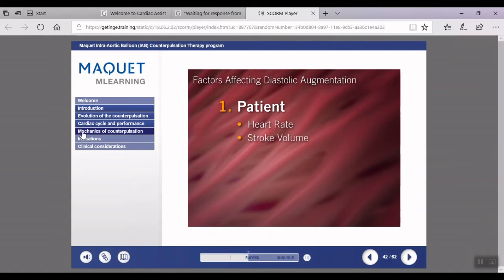A decrease in stroke volume can reduce diastolic augmentation. If there is less volume being ejected into the aorta, there is less volume being displaced by balloon inflation and therefore less augmentation. Tachycardia, hypovolemia, and poor left ventricular ejection are all factors that can cause a drop in stroke volume. Reduction in mean arterial pressure can also reduce diastolic augmentation, especially if it falls below 40 millimeters of mercury. Additionally, systemic vascular resistance can affect diastolic augmentation as a result of either vasodilation or vasoconstriction.